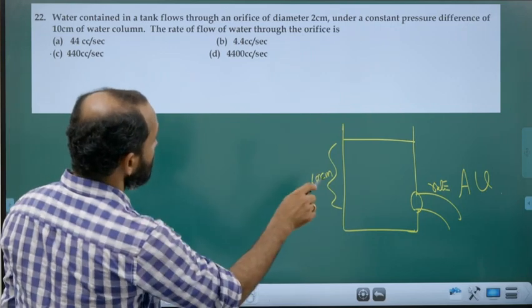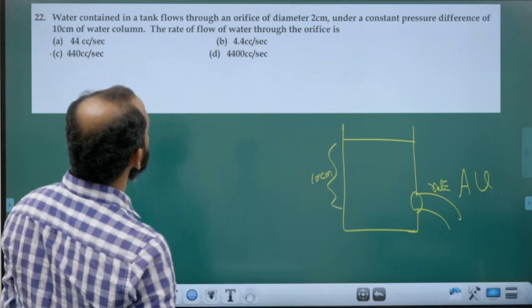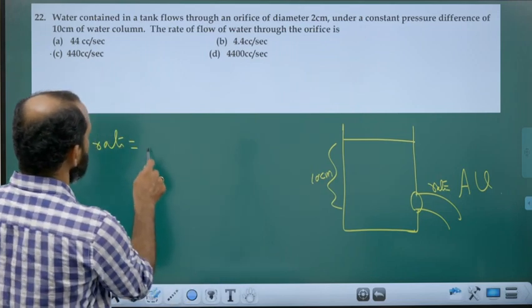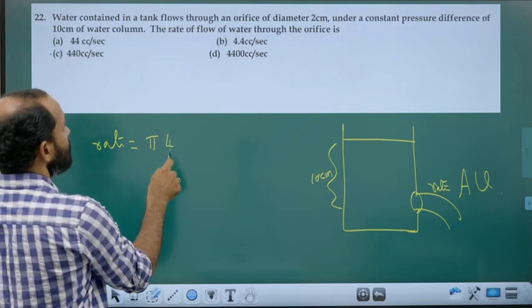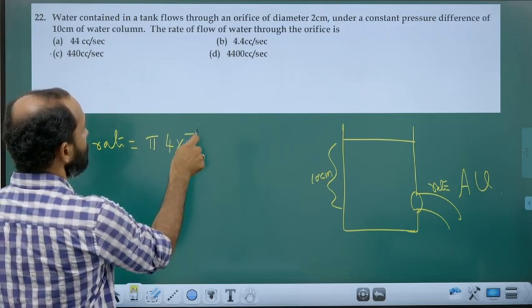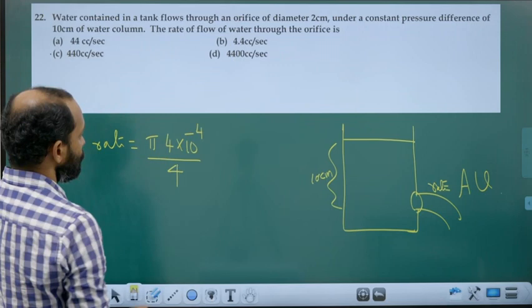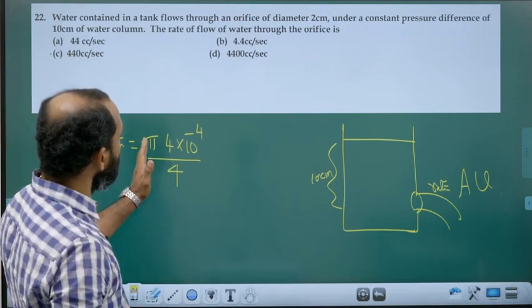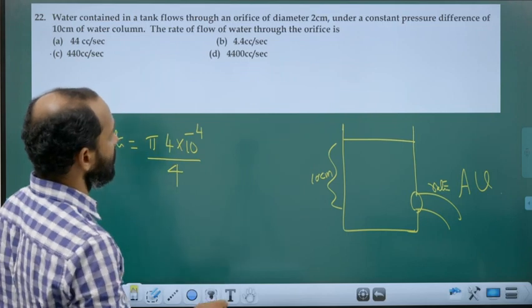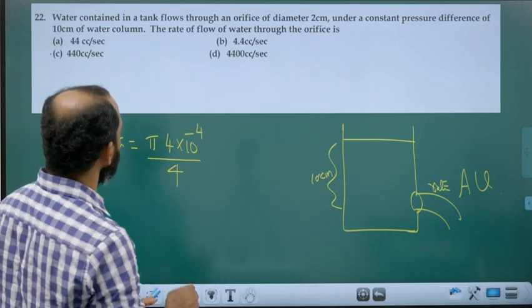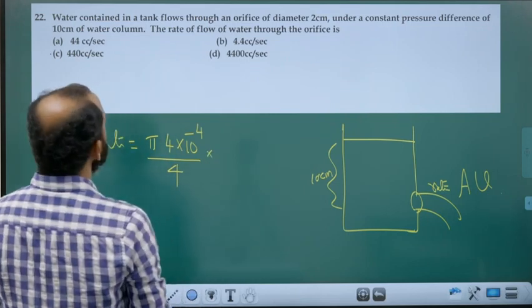What is the area here? The diameter of the orifice is given. So what is the area? Pi d square by 4, where d square is 4 into 10 power minus 4. I have written only the area, pi into diameter square by 4. That's the formula for area, since pi r square can be written as pi d square by 4. Area into what is the velocity?